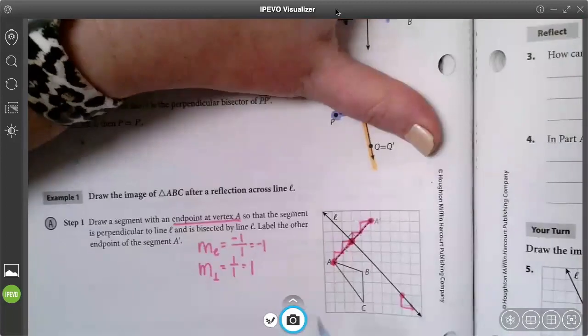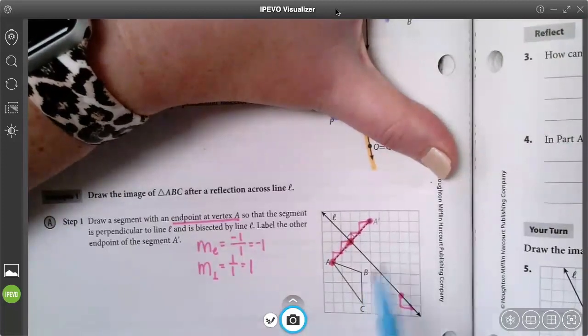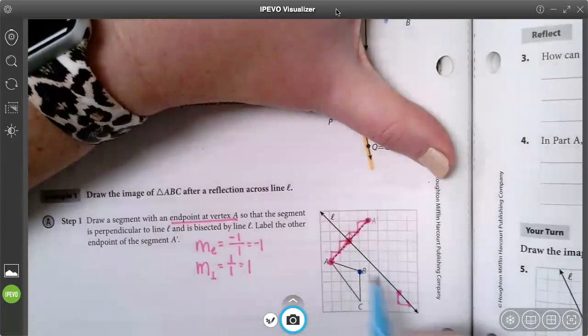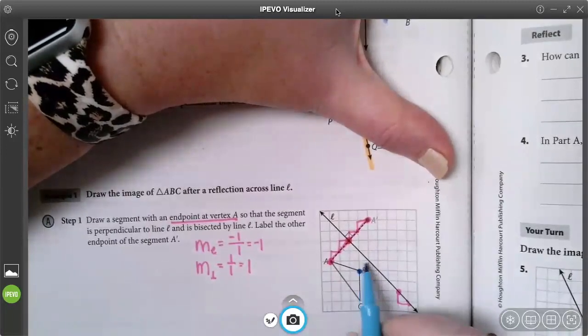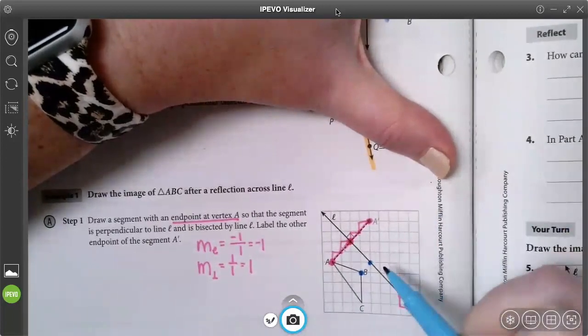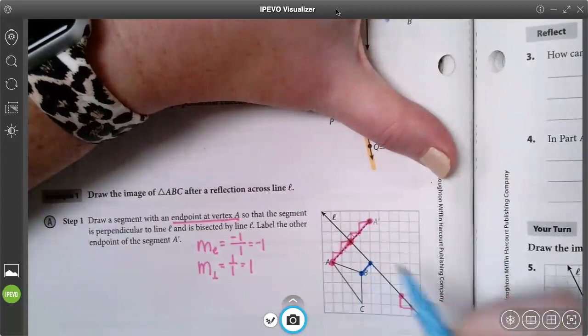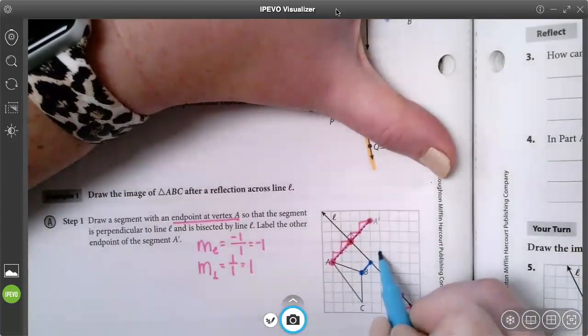So again, I need to have a perpendicular line going from point B. So from point B, my perpendicular slope is still +1. So I'm going to go up 1 and over 1. I did that slope exactly 1 time. So I'm going to do it exactly 1 more time on the other side of the line. Up 1 over 1, that should be B prime.